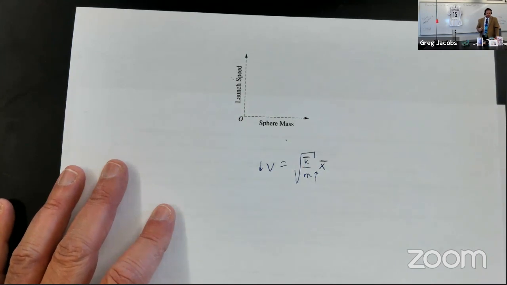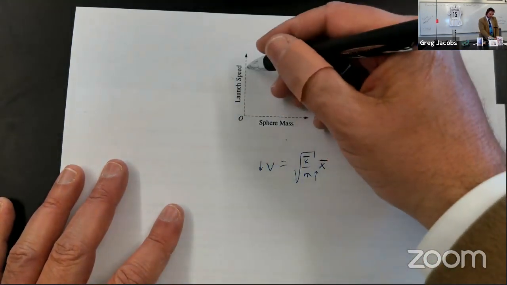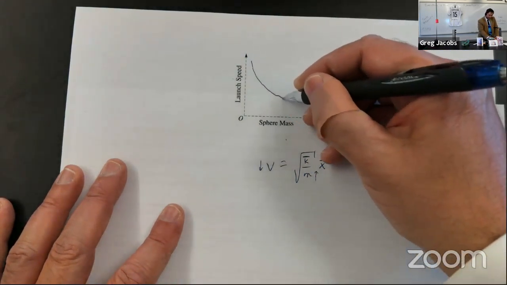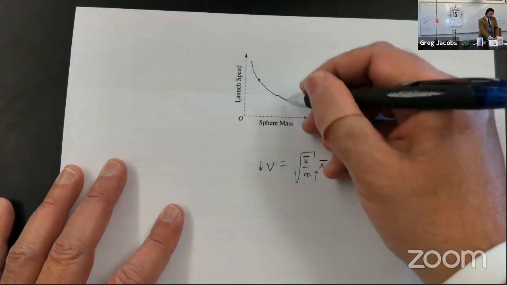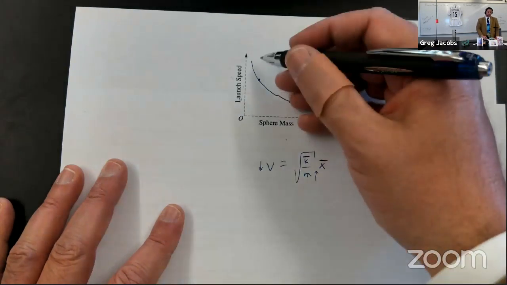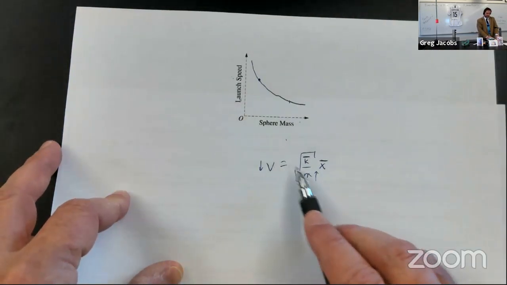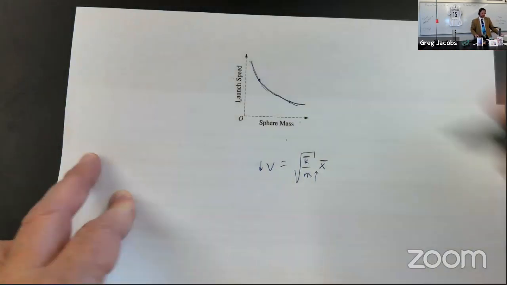When you have an inverse relationship, a graph of those variables doesn't look like a straight line. It looks like a curve. We know that when mass increases, launch speed decreases. Well, that's the case. Mass increases, launch speed decreases. But this is always going to be a curved graph mathematically, because we know that when something is in the denominator, that makes an inverse relationship, which makes a curved graph.